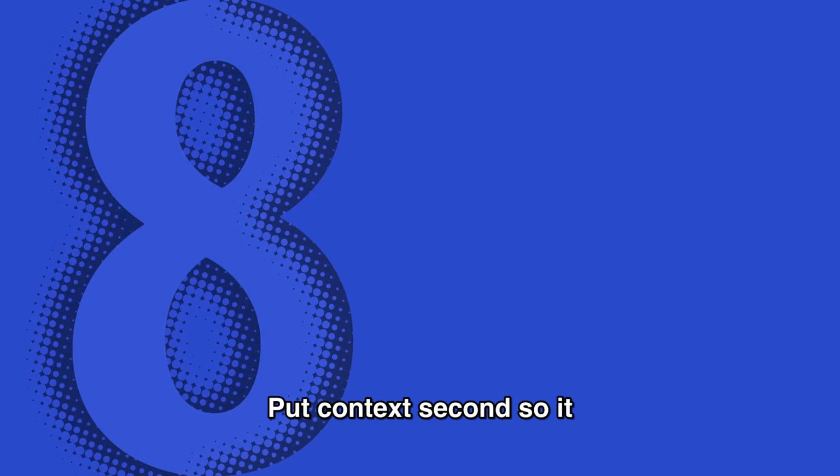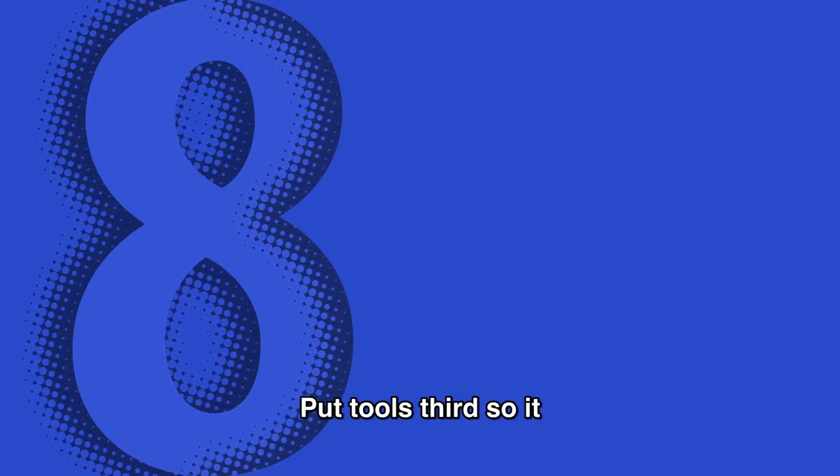Put the role first so the agent establishes its identity before it reads anything else. Put context second so it understands the situation. Put tools third so it knows its capabilities. Put constraints fourth so it knows its limits before it starts acting.